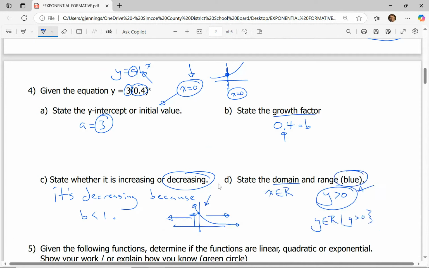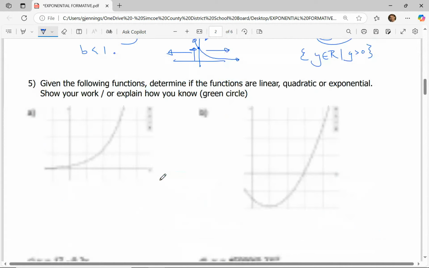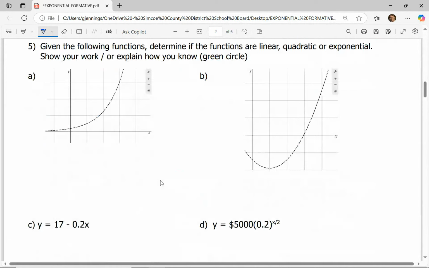Okay, next, we are going to be given some functions. And we have to say, are these linear, quadratic, exponential, or otherwise? This one here, well, it looks exponential. Not really trying to fool anyone there. It starts low and only grows in one direction, just grows. It doesn't do this, which is go down to a vertex and come up. So there's our vertex.